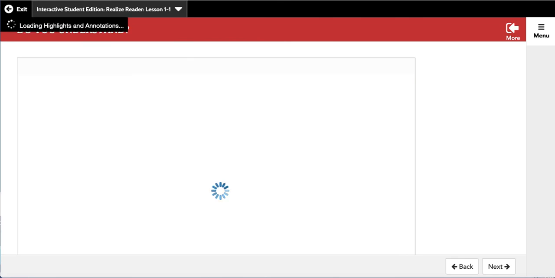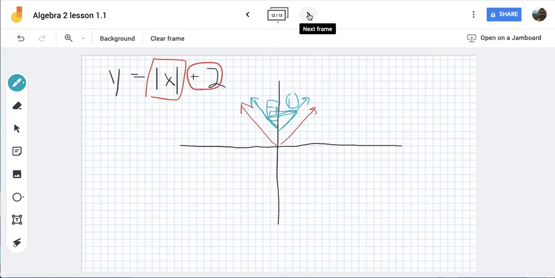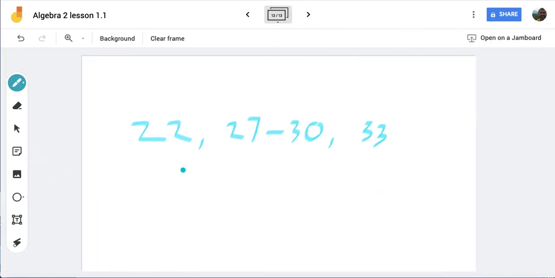Nope. Okay, so going to the problems that you should be able to do after this last example, you should be able to do problems 22, 27 through 30, and 33.